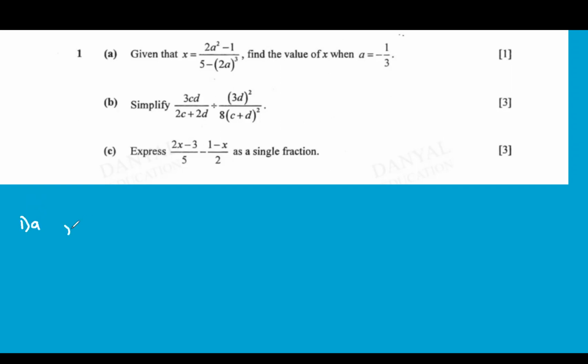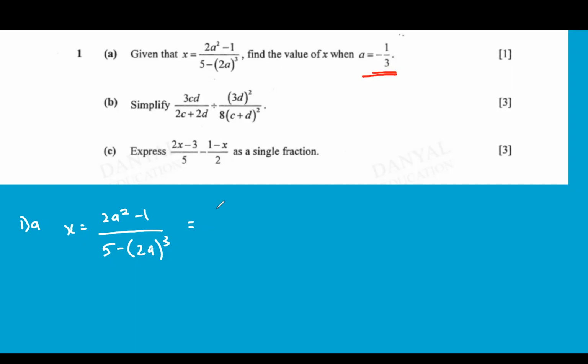The question here has x equals to 2a squared minus 1 over 5 minus 2a to the power of 3. You must be very careful when you have the 3 outside the bracket or in the bracket. You must know what it actually means, because in this case, what we are required to do is to substitute all our a with negative 1 over 3.